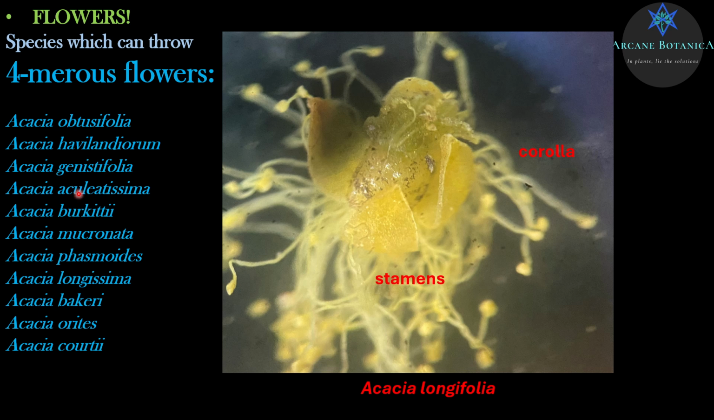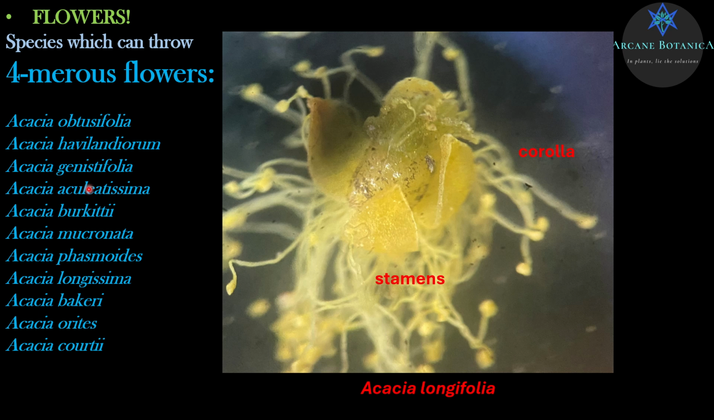I think I've met these ones sometimes, but they're in the more inland parts of New South Wales, and I don't see them very often. Havilandiorum, genistifolia. Some of these ones I'm not too familiar with. Longissima is a Sydney one. That's one I could throw into my workshop, so I might go and collect it for the next one. But some of these other ones I'm just not too familiar with.